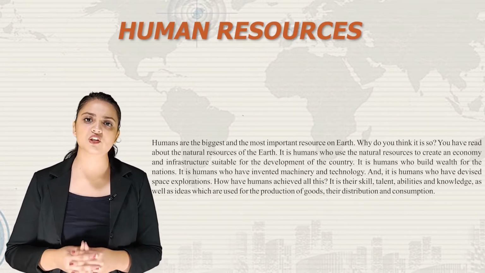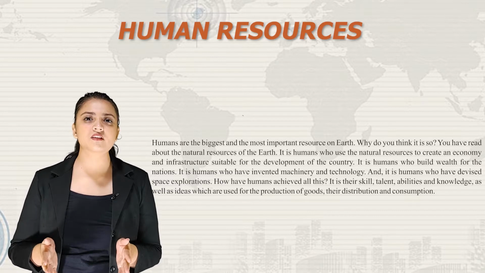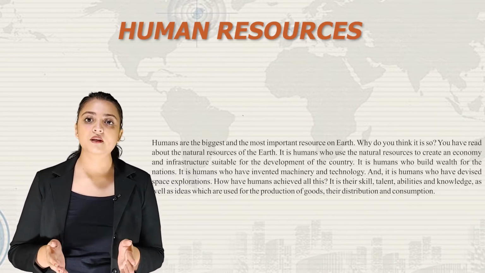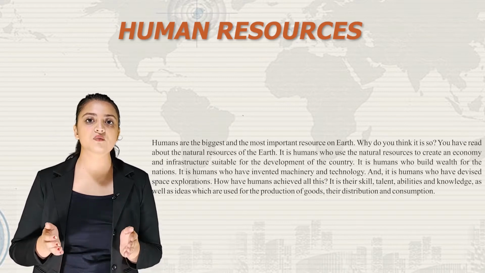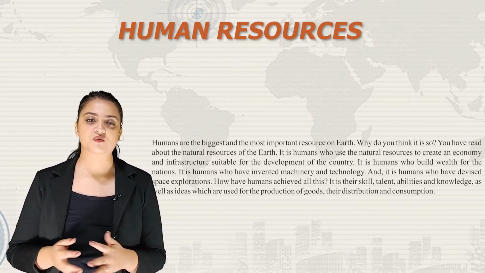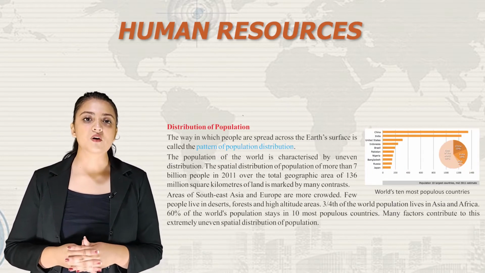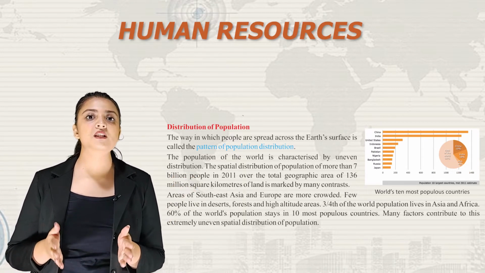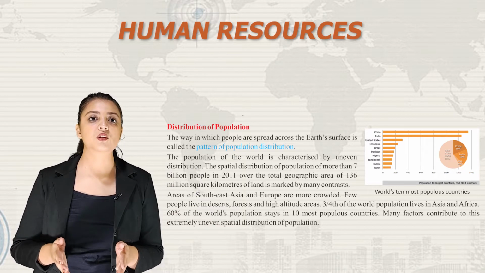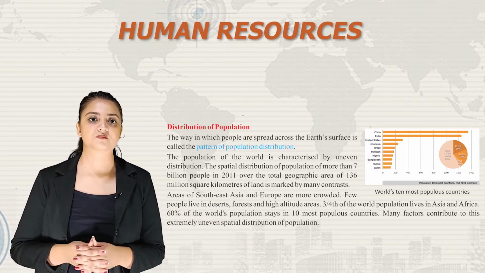How have humans achieved all this? It is their skill, talent, abilities and knowledge as well as ideas which are used for the production of goods, their distribution and consumption. First, let's talk about distribution of population. The way in which people are spread across the earth's surface is called the pattern of population distribution.